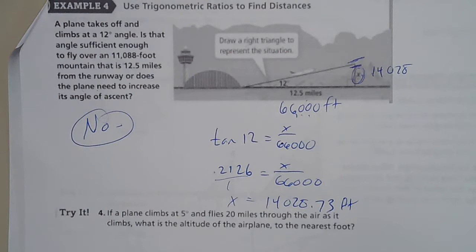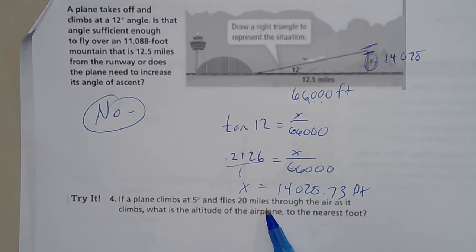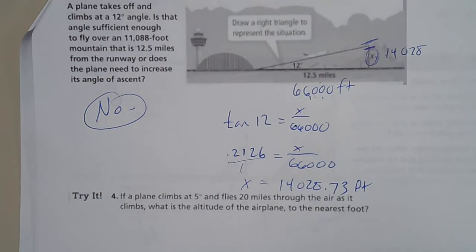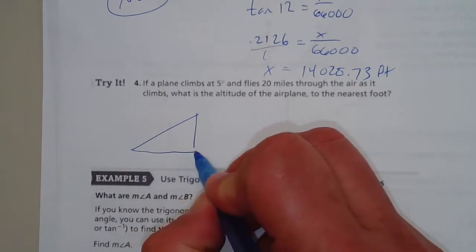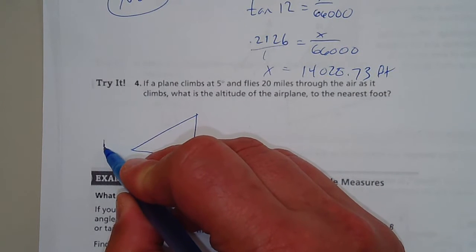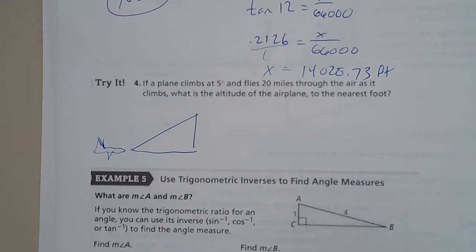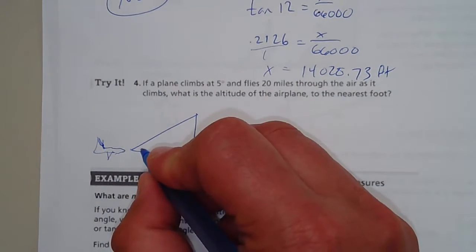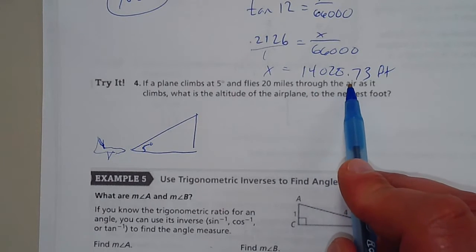All right, so now they give a very similar question here. The plane climbs at 5 degrees and it flies 20 miles through the air as it climbs. What is the altitude of the plane to the nearest foot? All right, so draw a picture for this. We got our plane down here, right? Plane looking good. Perfect. Glorious plane there. It's going at 5 degrees, 20 miles through the air.